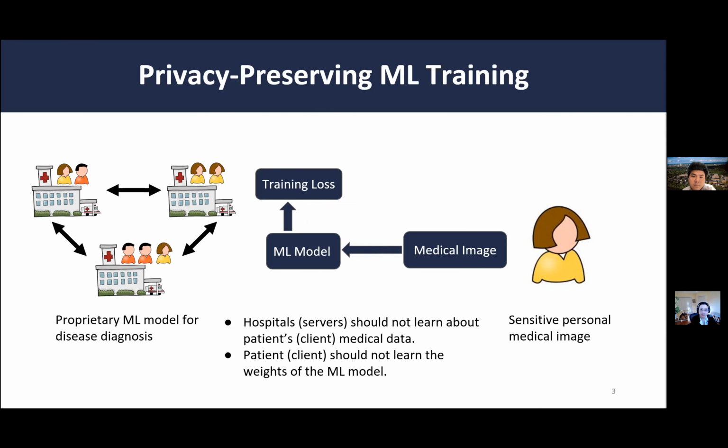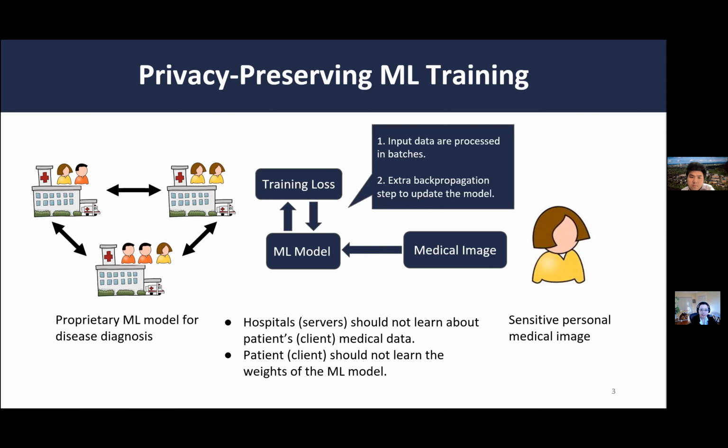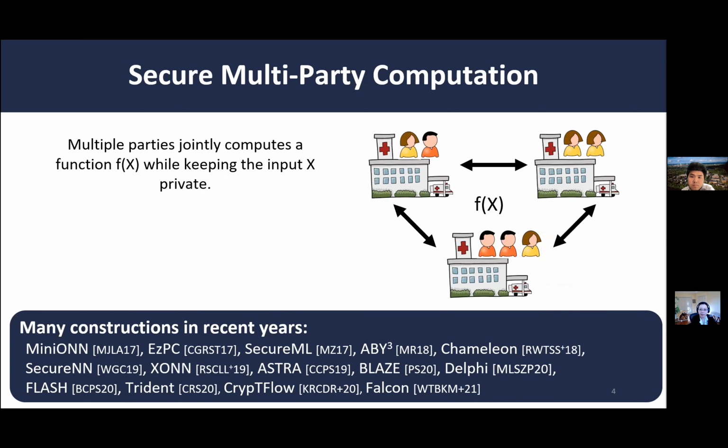We have similar requirements for training, but training is much more computationally intensive, mostly because of the extra backpropagation process to update the model, and also the input data processing in batches. Both privacy-preserving training and inference can be achieved by a crypto technique called secure multi-party computation. For example, several parties can train a model together, and when data comes in for inference, it can also be secretly shared among multiple parties to get the inference. There have been many constructions in recent years. However, these algorithms still don't scale to large datasets and models.